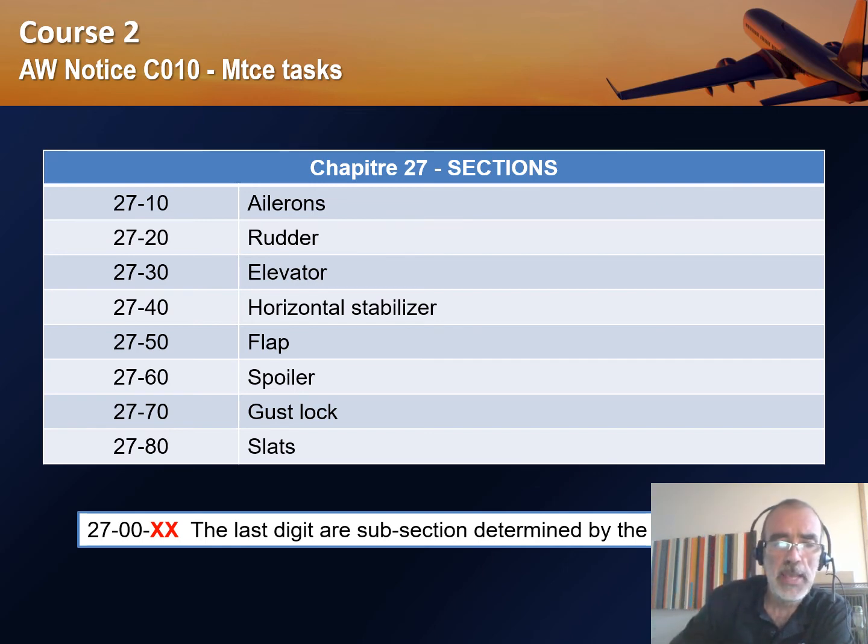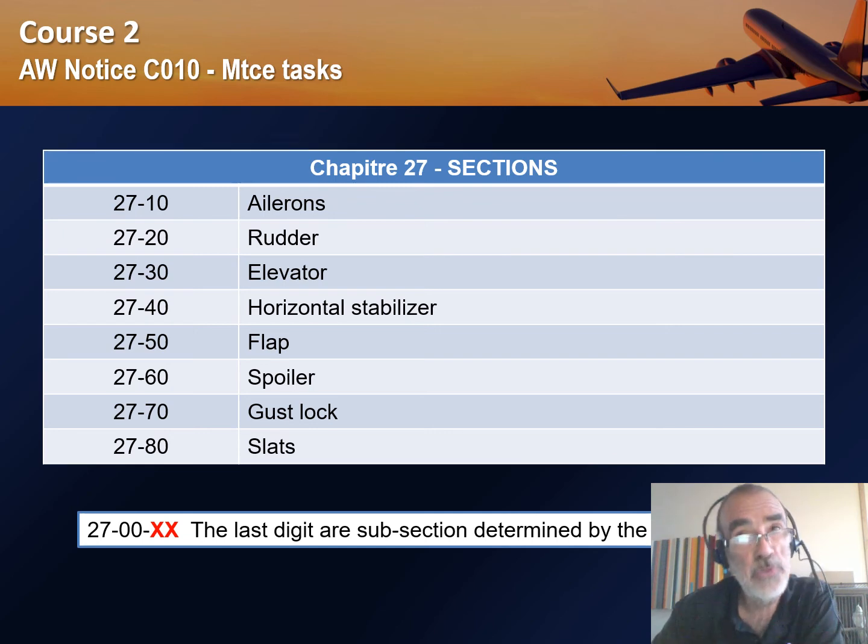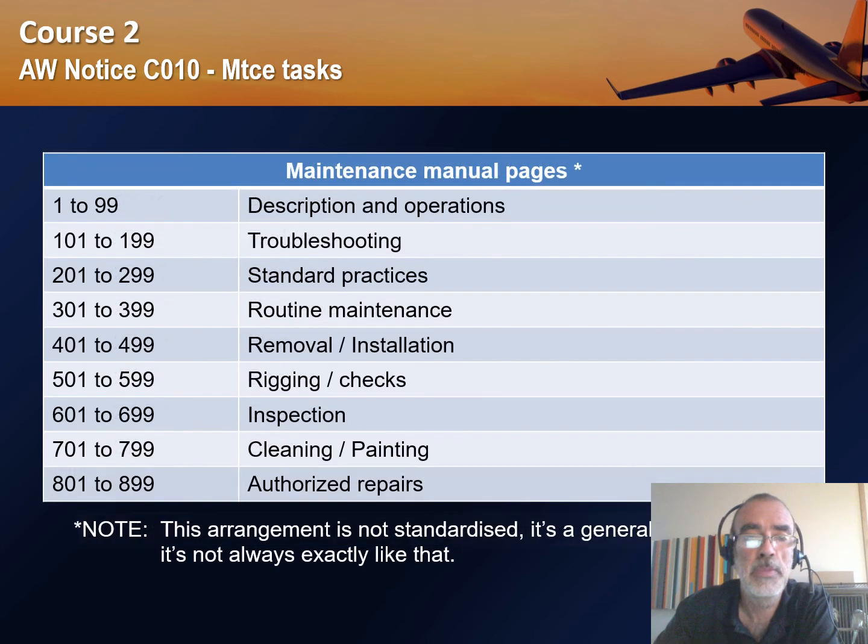27-00-XX, the last two digits would be the subsection, and this is actually determined by the manufacturer, and can be different from one manufacturer to another. So this has to do with whatever the manufacturer wants to put in those two numbers.